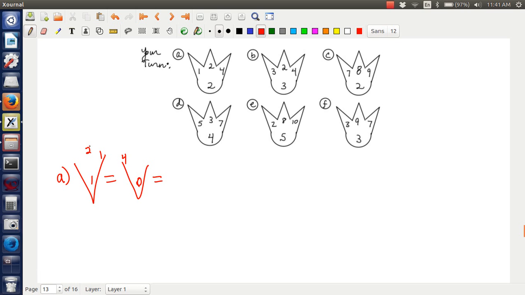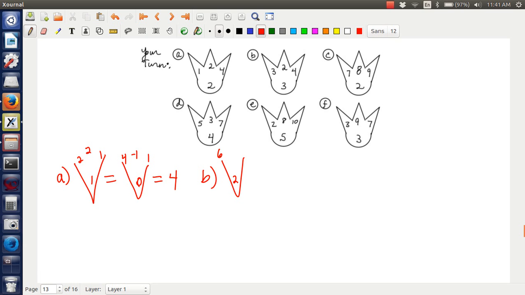Middle guy, you subtract 1 and put him over here. This guy, you subtract 2 and put him over there. There you go. Let's try the next one. Again, I'm just simplifying by writing the next step down here.